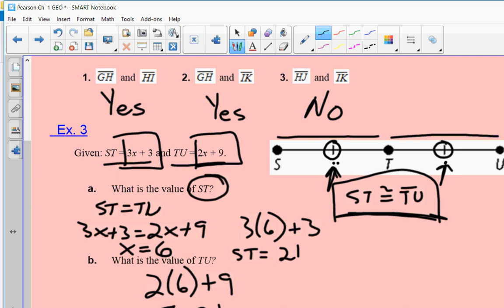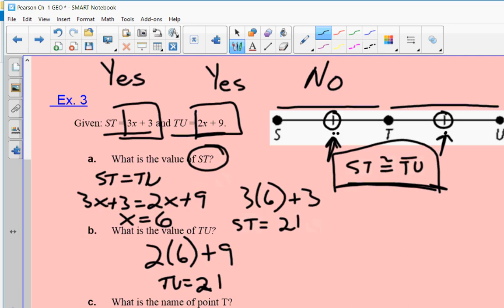Okay. Last question: what is the name of point T? We haven't really talked about that yet. Well, we have, but I'm going to assume T is in the middle of S and U, the two endpoints, and it must be because it split the segment into equal halves. So the name that we're going to use is called a midpoint, which we'll talk about. But I'm going to give you another name that you're going to hear a lot for other things: it's called a bisector.